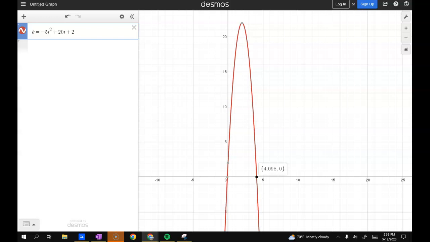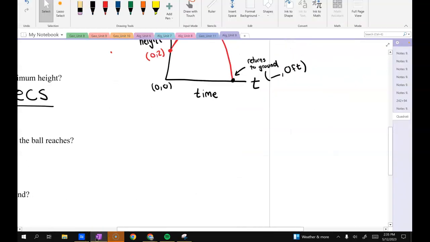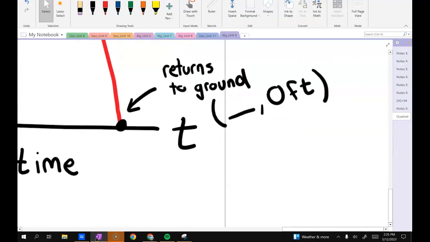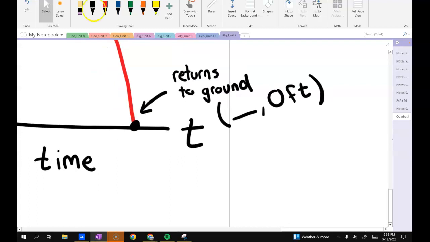You know you're at the ground because we have a height of 0. We're at 0 feet. So we go back and we fill in our notes, kind of the fill in the blank that we've been doing. It returns to ground after 4.1 seconds.